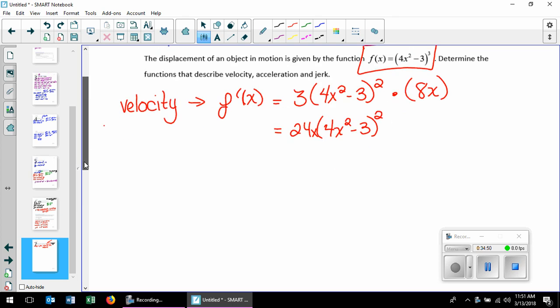All right, so now we're moving on to acceleration. So for acceleration we're going to have to take the derivative of this. So what do you see in there? I see a composite function and I see a product. Did you guys see that? So I've got my composite function here, and because these two things are multiplied, I also have to apply the product rule.